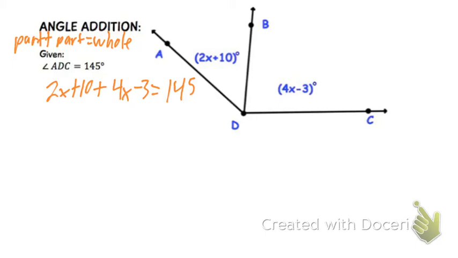So what would we do to solve this one? Okay, Ray? Combine like terms. What are some like terms we can combine here, Tyler? 2x and 4x. And they make? 6x. What's another set of like terms we can combine here? Presley? 10 and negative 3. Those combine to be 7. So, 6x plus 7 equals 145. Now what would we do? Ryan, what would you do?